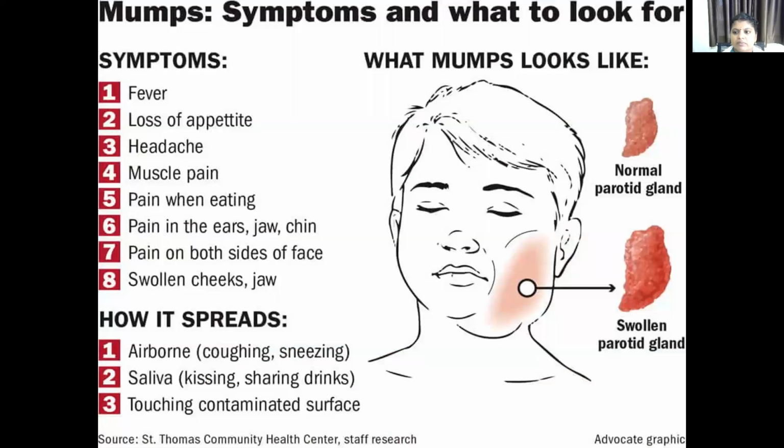What are the symptoms of mumps? Usually you see fever, loss of appetite, headache, muscle pain, pain when eating, pain in the ears, jaw, and chin, and swollen cheeks. These are some of the symptoms of mumps. Usually it spreads by airborne route, as already told, direct contact, saliva, or touching contaminated surfaces.